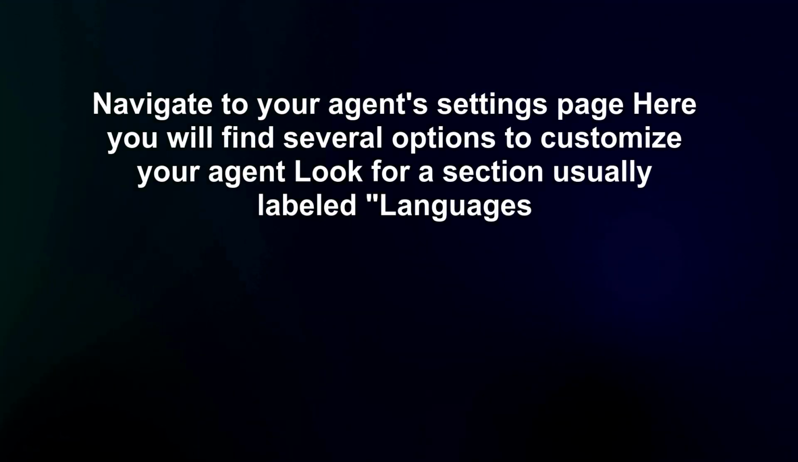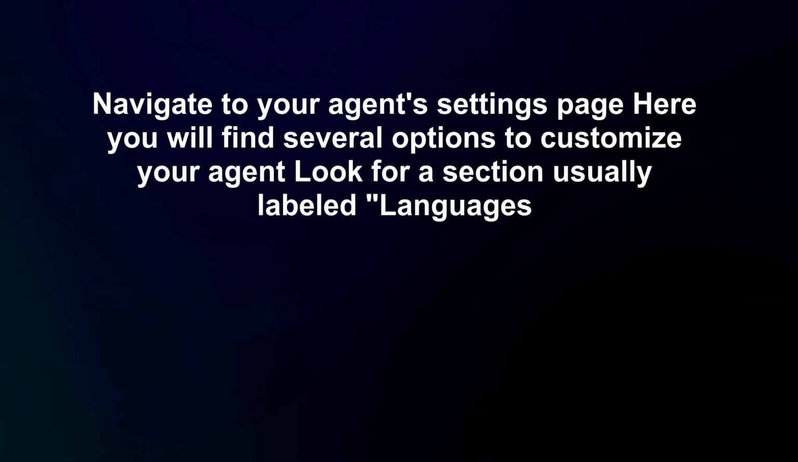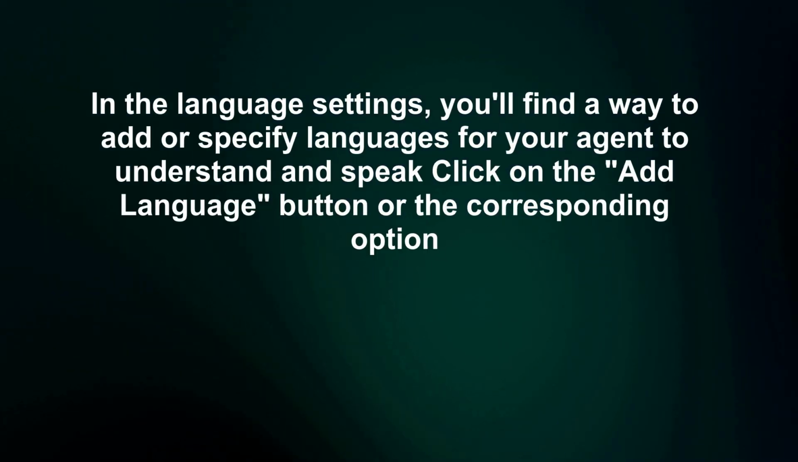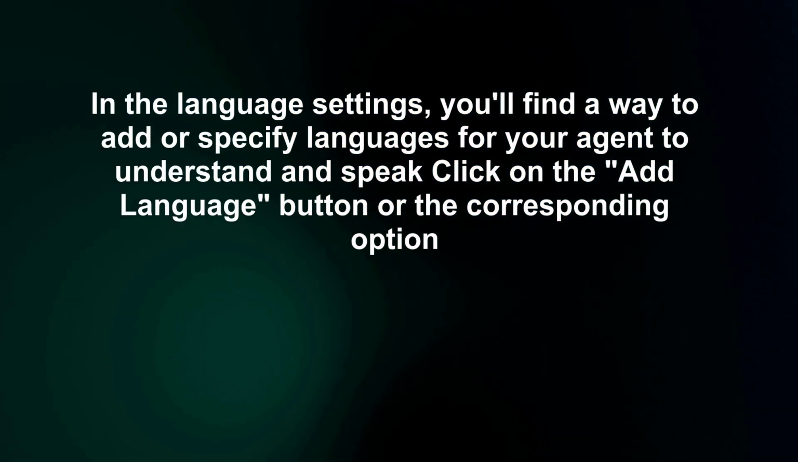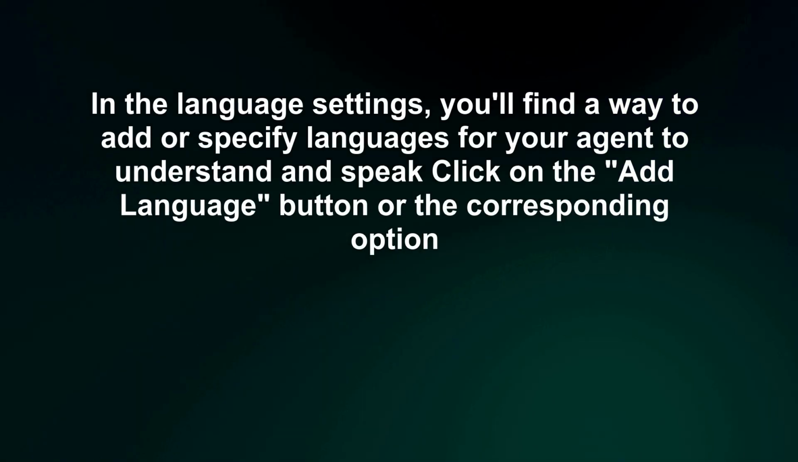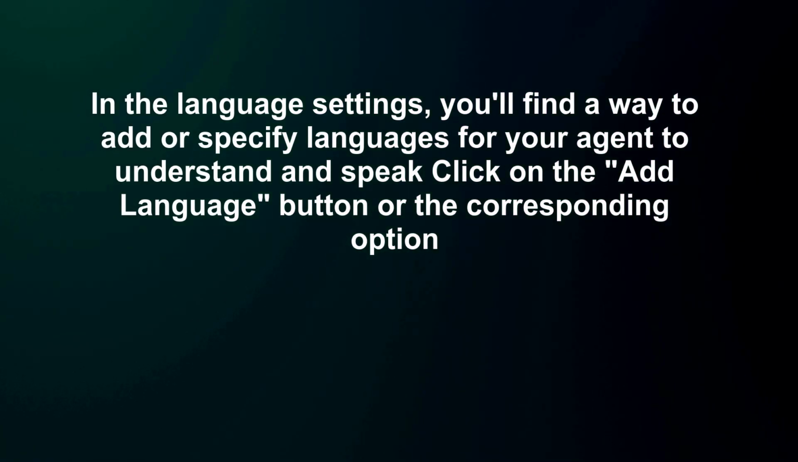Navigate to your agent settings page. Here you will find several options to customize your agent. Look for a section usually labeled languages. In the language settings, you'll find a way to add or specify languages for your agent to understand and speak. Click on the Add Language button or the corresponding option.